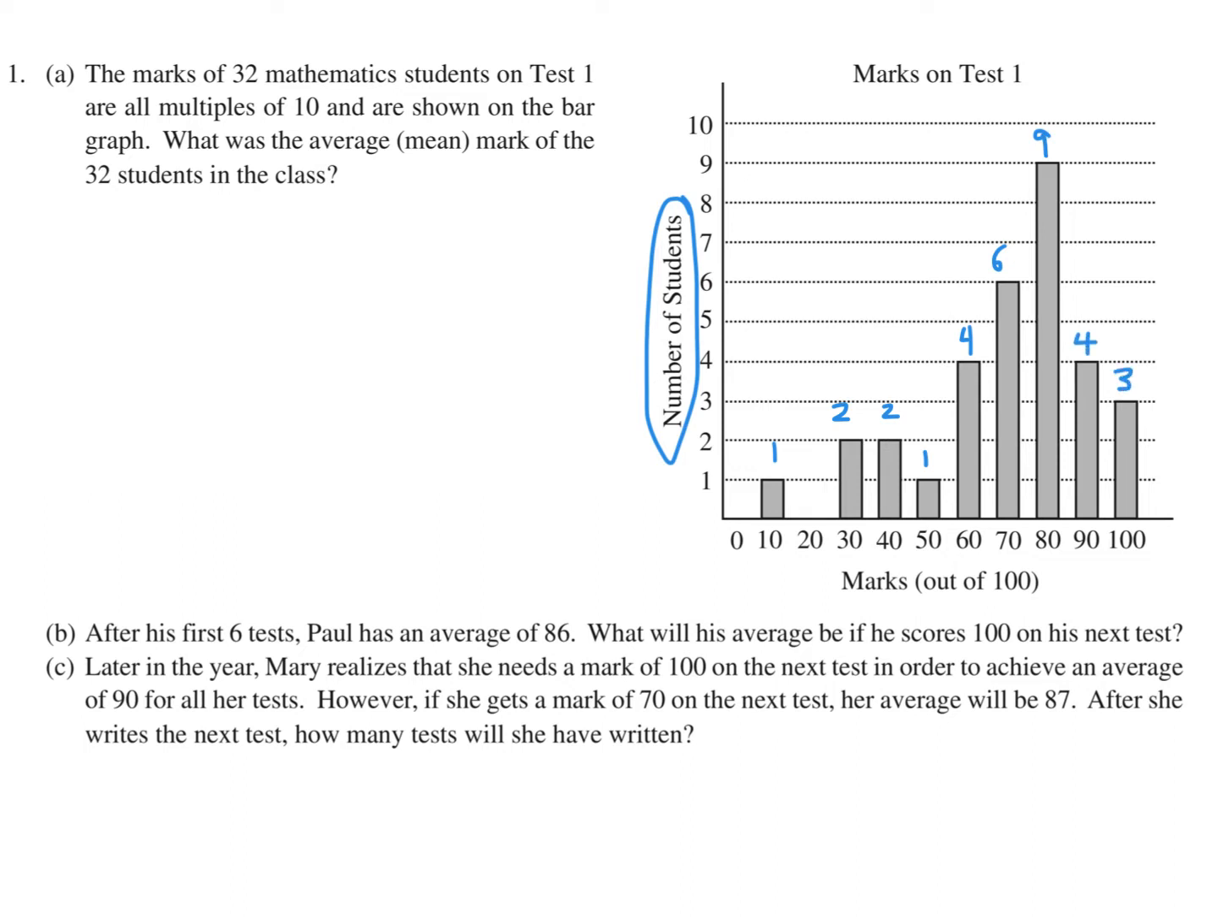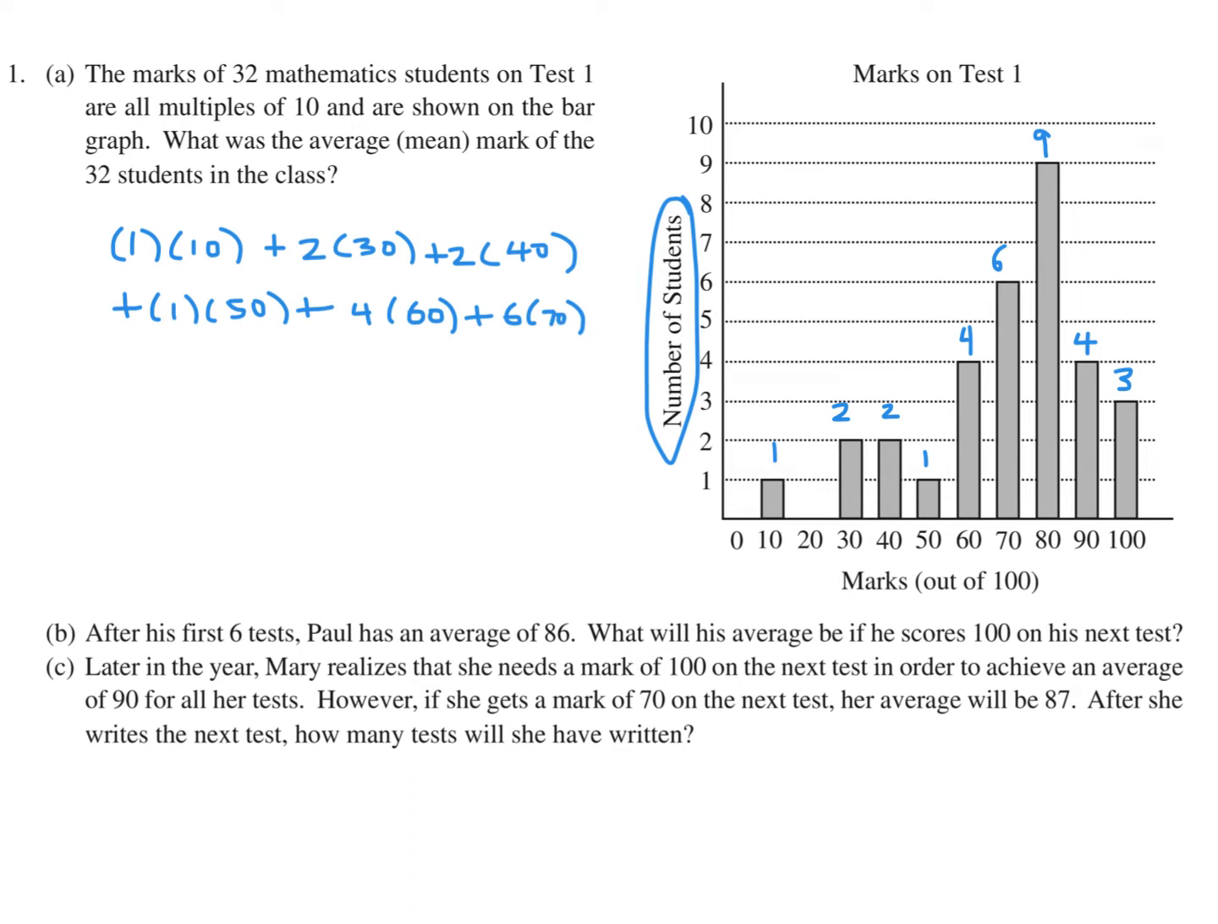So we just have to use those numbers to calculate the sum, which would be one student that scored 10, two students that scored 30, two students that scored 40, one student that scored 50, four students that scored 60, six students that scored 70, 9 students that scored 80, 4 that scored 90, and finally 3 that scored 100.